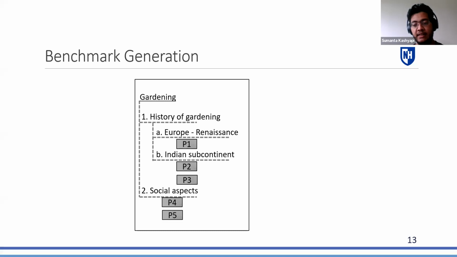passages under each section. For example, we can see in the picture that the article with title Gardening has two top-level sections, History of Gardening and Social Aspects. Also, each section has multiple relevant passages from P1 to P5.